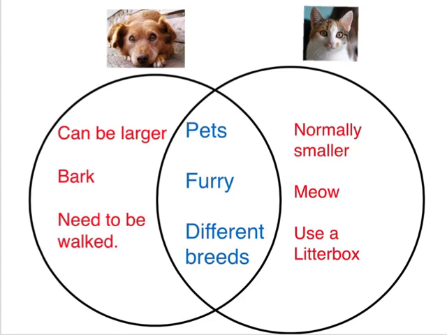Now you might be asking yourself, why is this important? Well, let's say I lived in a small apartment with no yard and I wanted to get a pet. Both dogs and cats are pets, but without a yard, it would be hard for me to walk a dog, so I should most likely get a cat, and I found that out by comparing and contrasting.